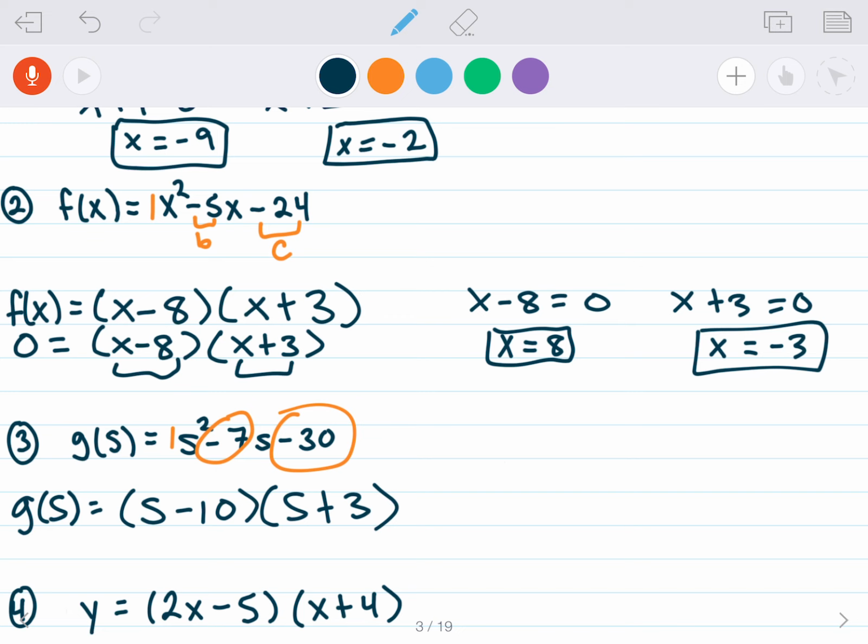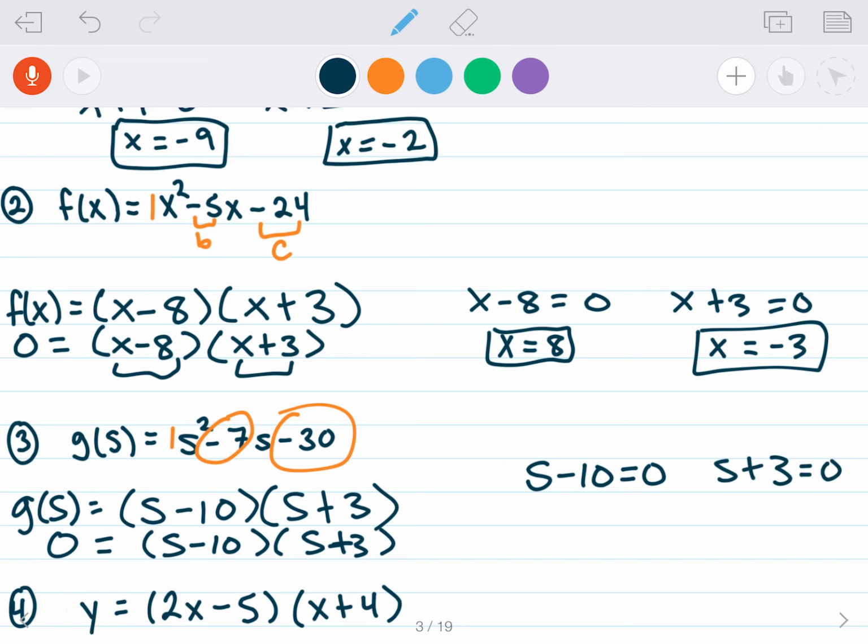We can set g of s equal to 0 to solve for our variable s. From here, we can use the zero product property and say that s minus 10 equals 0, and also s plus 3 equals 0. For this one, I can add 10 to both sides to give me s equals 10. And for this one, I can subtract 3 from both sides to give me s equals -3.